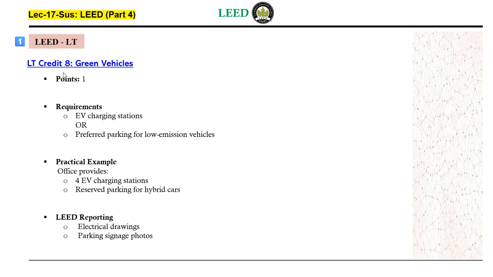Here we have credit number 8, green vehicles. The available point is 1. Requirements are EV charging stations and preferred parking for low-emission vehicles. A practical example is an office that provides 4 EV charging stations and reserved parking for hybrid cars. LEED reporting or documents required for this are electrical drawings and parking signage photos.